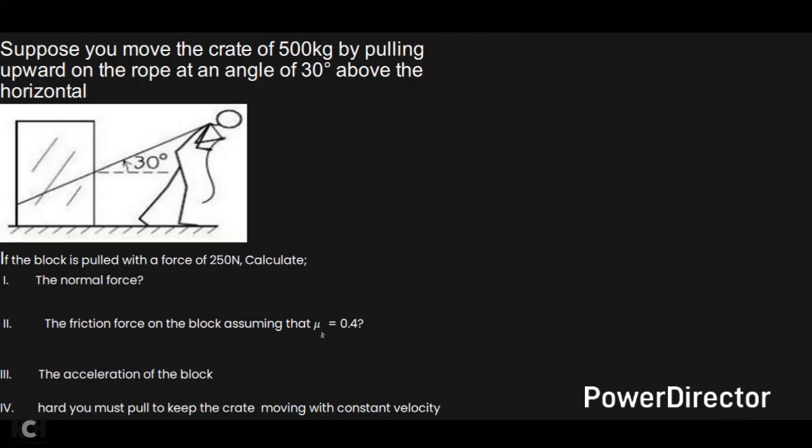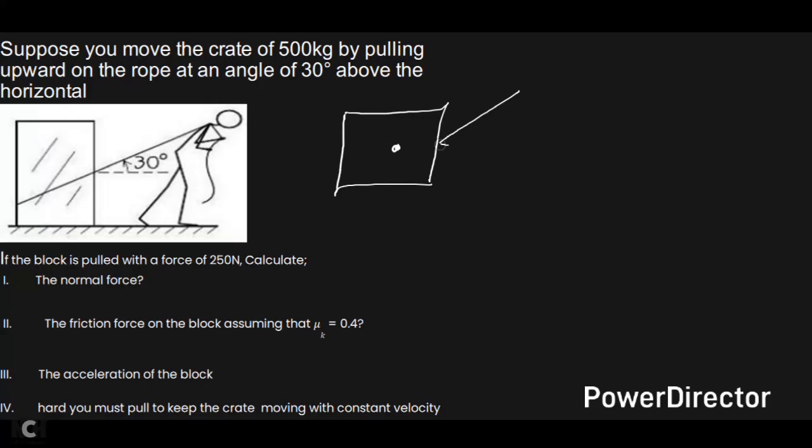Now let's go on to another one. It says suppose you move a crate of 500 kg by pulling upward on the rope at an angle of 30 degrees above the horizontal. So in this situation, the first thing that you need to do is to draw the free body diagram, because the free body diagram is the one that will help you to locate all the forces that are being applied on the crate. Here we're applying the force at an angle.